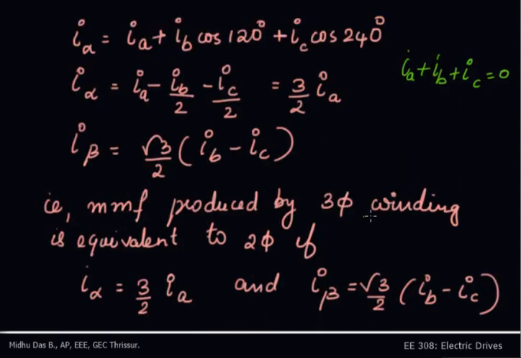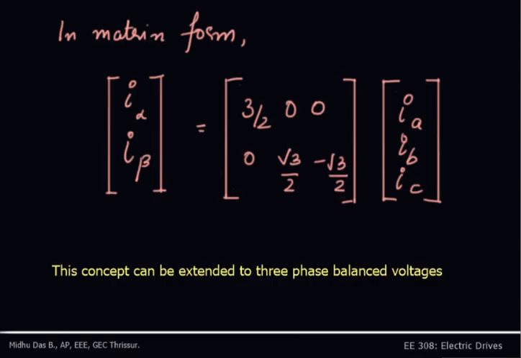That is, MMF produced by the three-phase winding is equivalent to a two-phase system with the same number of turns in the windings. I alpha equal to 3 by 2 IA and I beta is equal to root 3 by 2 IB minus IC. Or in matrix form, you can write this as I alpha, I beta is equal to 3 by 2, 0, 0, root 3 by 2, minus root 3 by 2, times IA, IB, IC. So this concept can be extended to three-phase balanced voltages as well.